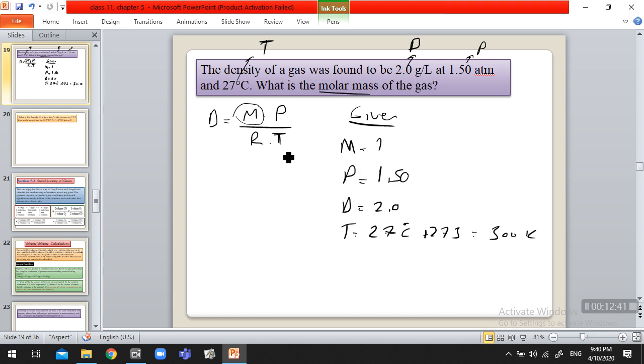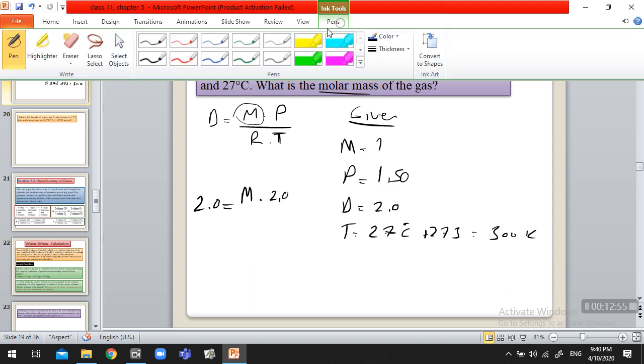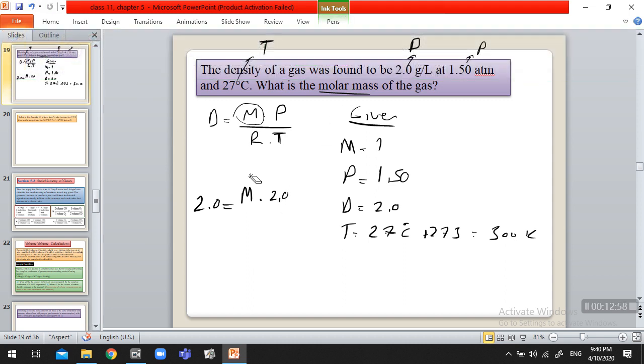So use this formula. Density, 2.0, equals molar mass, which is unknown, times P, and P is 1.50, divided by R, and R is 0.082, and T is 300. If you want to find the M, you can use cross multiplication.